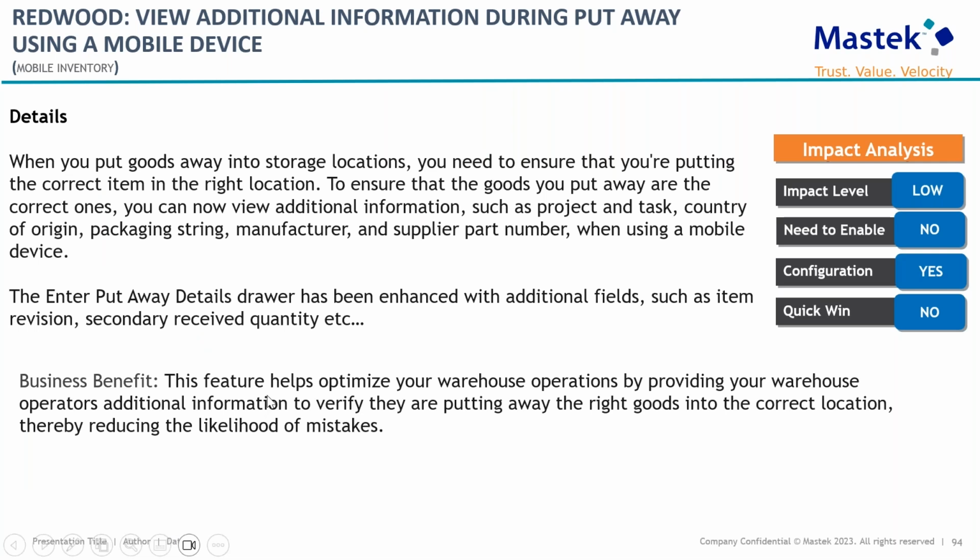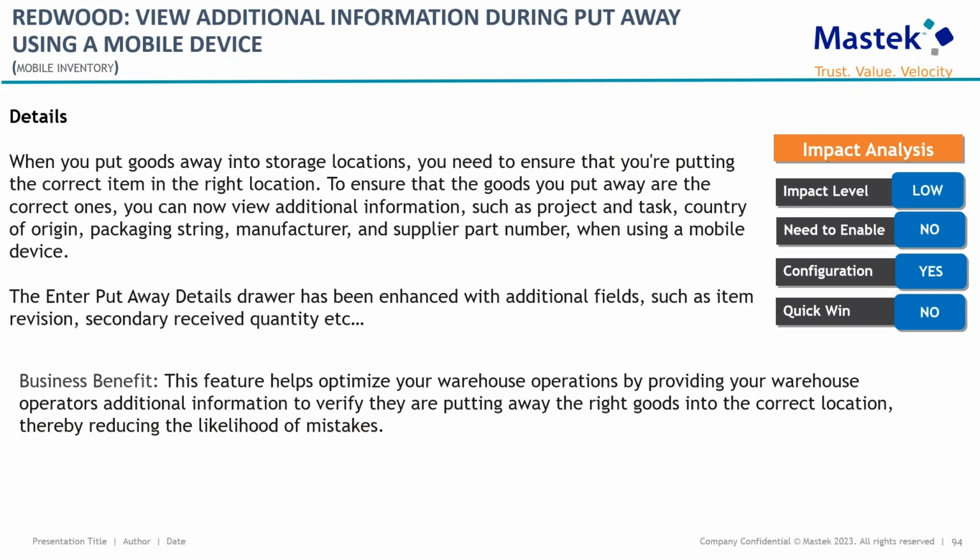Next option, the next update we have is view additional information during put away using a mobile device. The mobile put away process now includes enhanced visibility to help ensure goods are stored correctly. Users can view key details like project and task, country of origin, packing strings, supplier items, manufacturer, and part numbers during putaways. The updated enter put away details drawer includes additional fields such as item revision, secondary quantity, deliver to details, and document references as well.